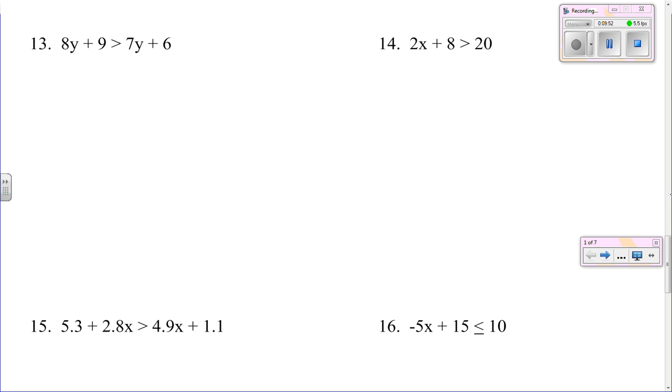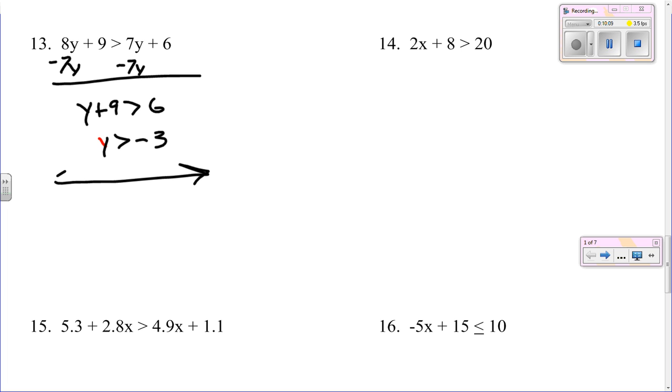Number 13. Subtract 7y from both sides. Let's start. Gives you y plus 9 is greater than 6. Subtract the 9 over, y is greater than negative 3. That was an easy one. 0, negative 3, it's greater than, so it's an open circle, and shade right.